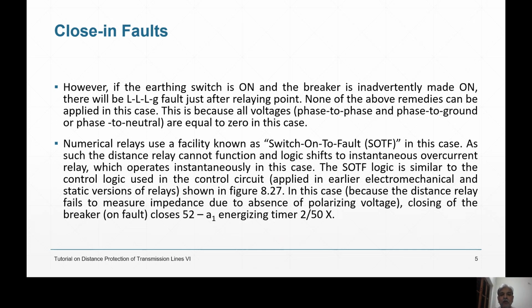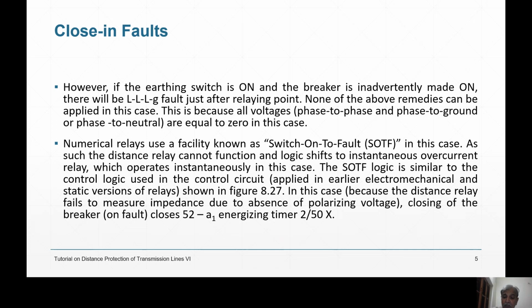Numerical relay people, what do they do? They measure the voltage when the fault occurs. If the voltage is less than 15% of the rated voltage, usually 110 volt rated voltage, then it will block the distance protection and hand over the protection arrangement to backup overcurrent protection. So that overcurrent is already there, so the relay will operate.